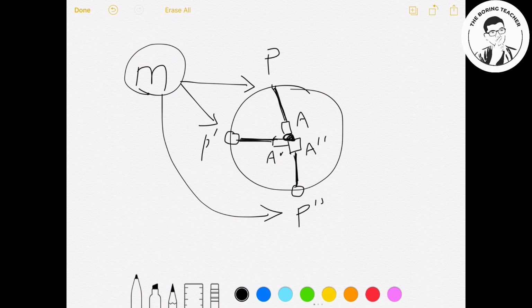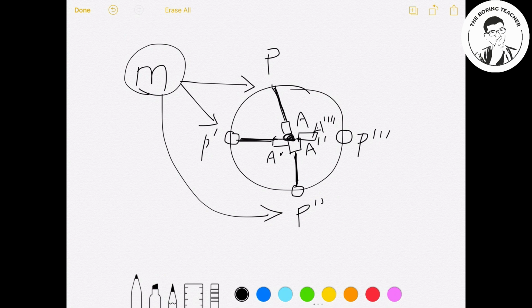Now for the person standing at point M, the ball is moving in a circular path because of the force, the tension force that is produced in the string, and that is providing the centripetal force for that particle to move at different positions in a circular path. But for the person standing at point A, the object remains stationary in front of him.